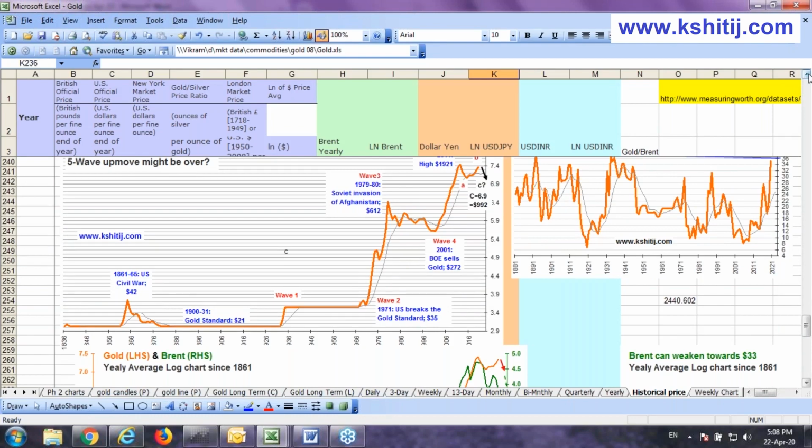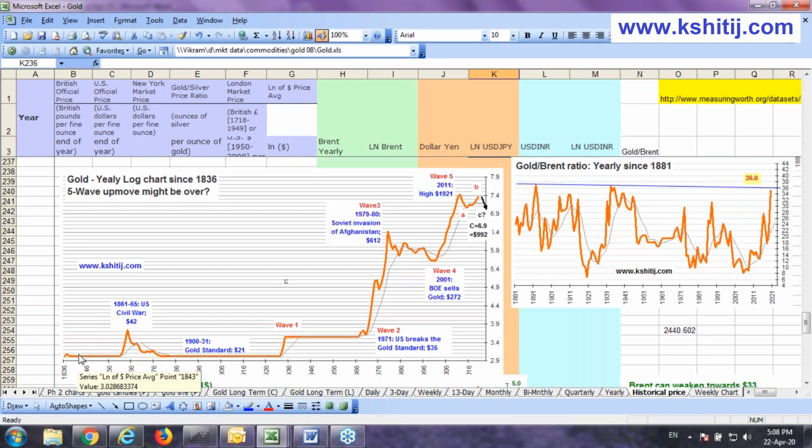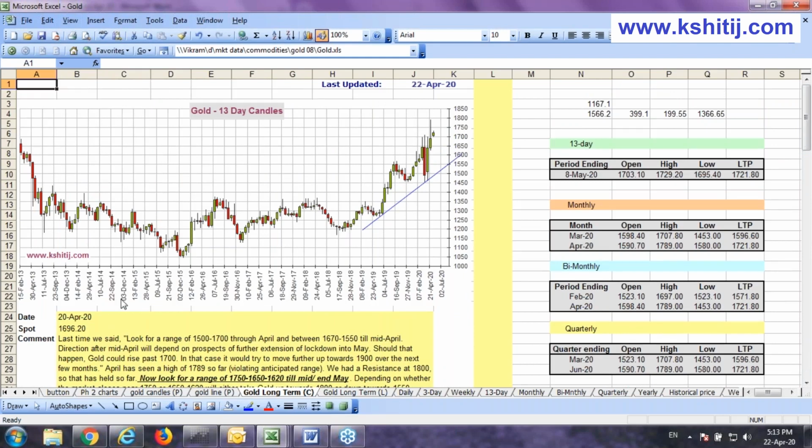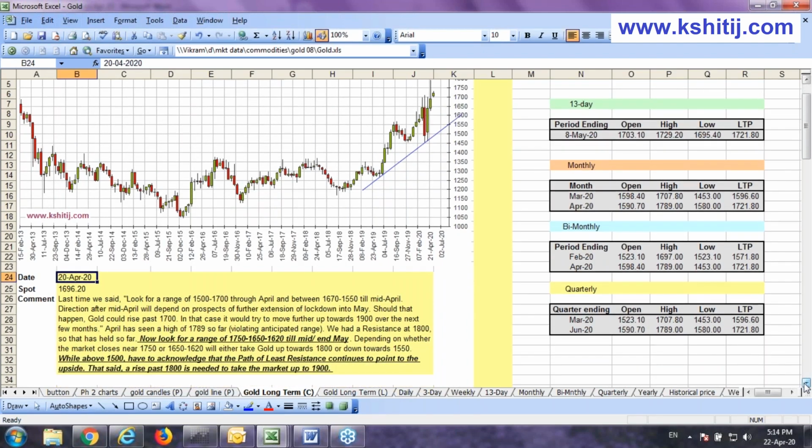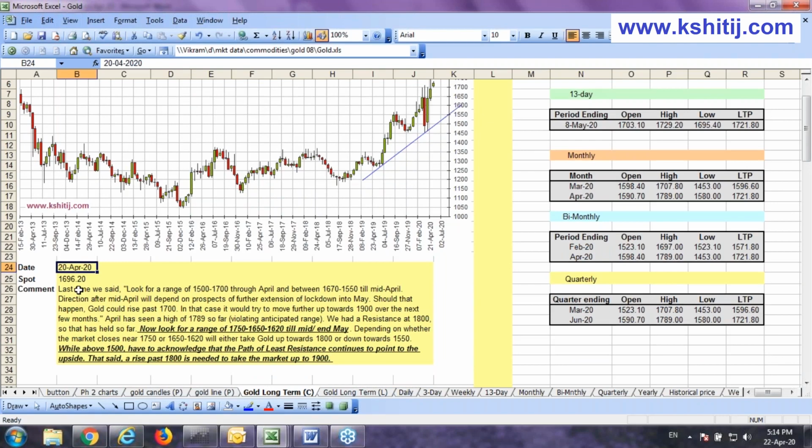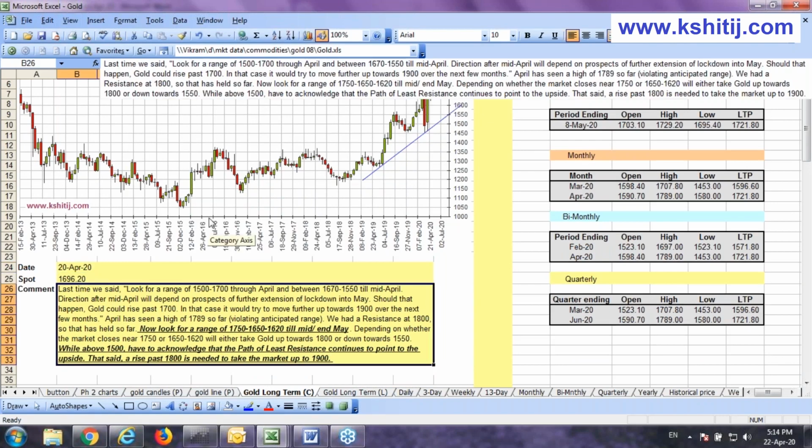So here we have a chart which goes back to 1836. We were examining gold just the day before yesterday, and whenever we look at it, we always do a recap of whatever we were looking at earlier, and then we come on to what's our current reading. And so we say we now look for a range of 1750 to 1650 or 1620 till mid-May or end May. And then depending on whether the market closes near 1750 or 1650, it will either take gold up towards 1800 or down towards 1550.